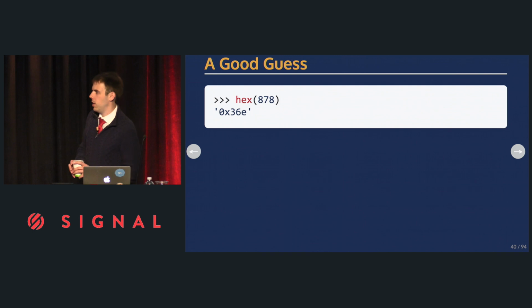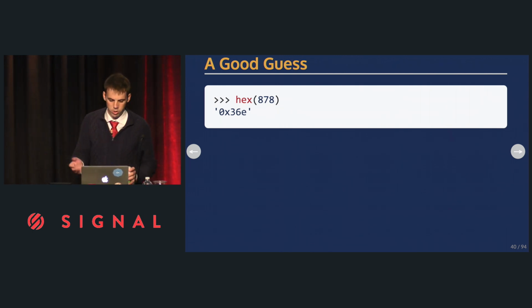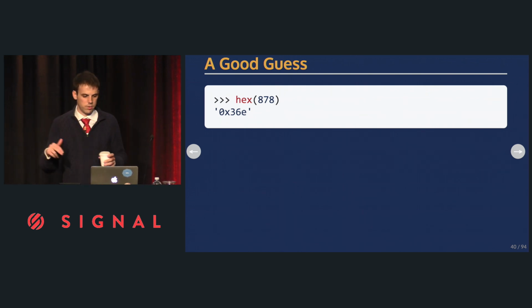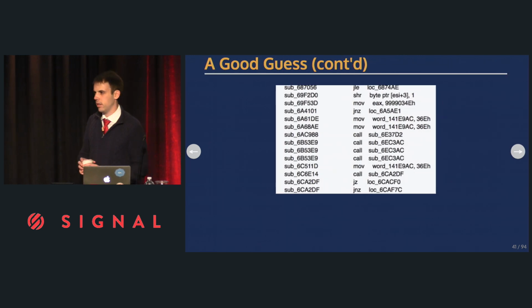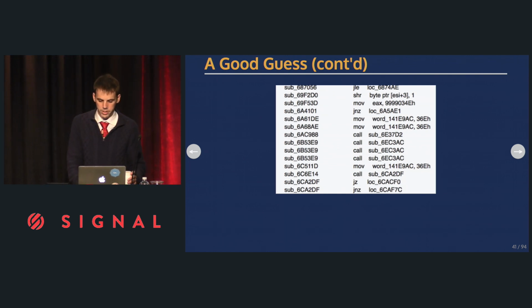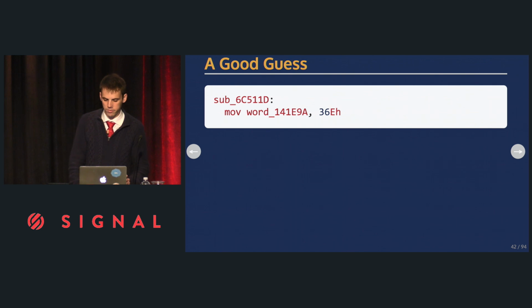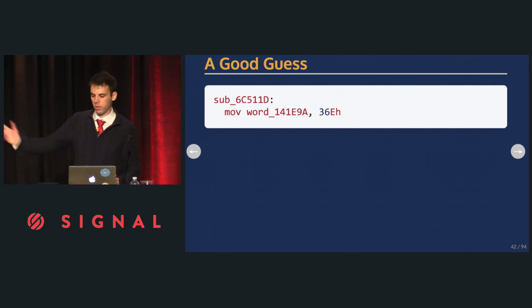In RCT2, everything is in hex, which is base 16. So just fire up a Python editor, type in hex 878, you get 36E. You punch this into IDA. There's a lot of extraneous output here, but there are 3 really promising examples, right, where we're loading that 878 number into a variable. Here's one subroutine, right? We can go look at this.